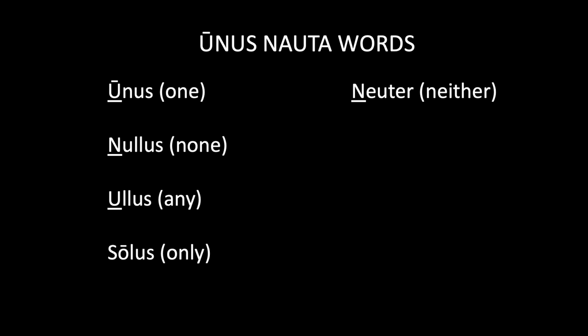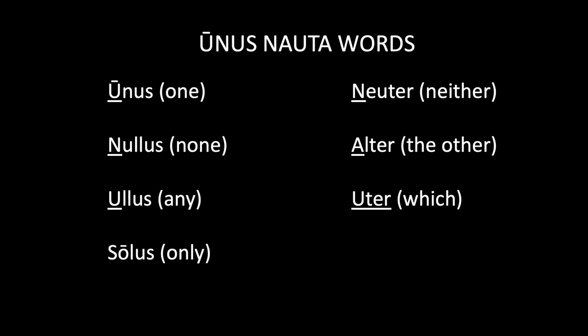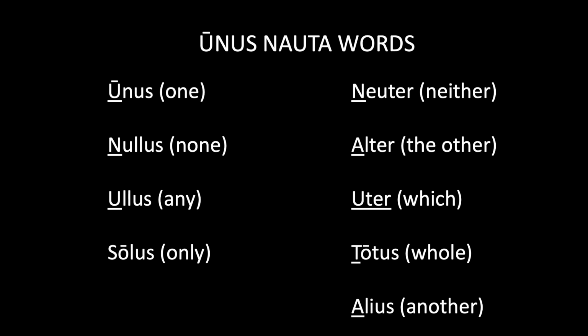The N stands for nullus, which means none. The U stands for ullus, which means any. And then the S stands for solus, which means only. Nauta, the N stands for neuter, which means neither. The first A stands for alter, which means the other, as in the other of two. Think of alternative, like choosing between two things. The U stands for uter, which means which. The T stands for totus, that means whole, as in totally. And then finally the last A stands for alius, which means another.